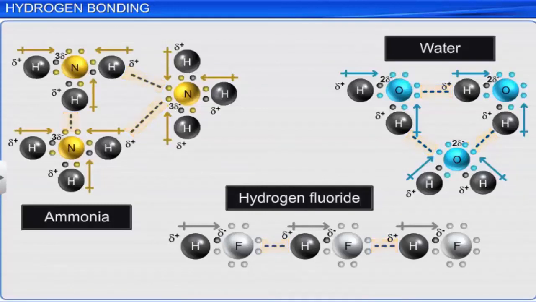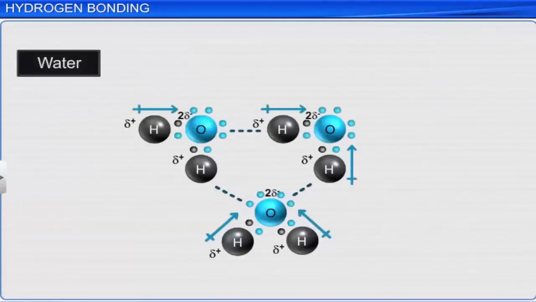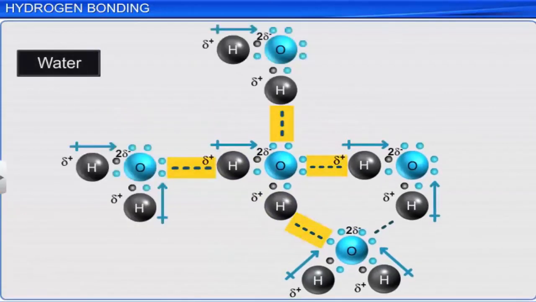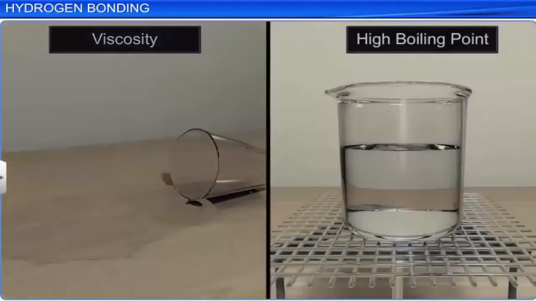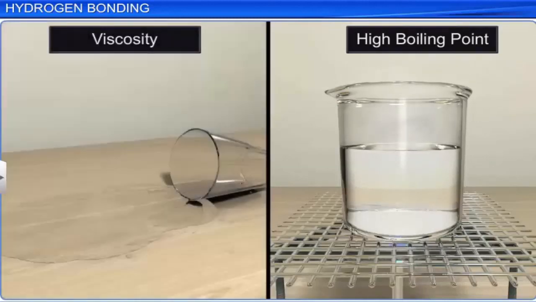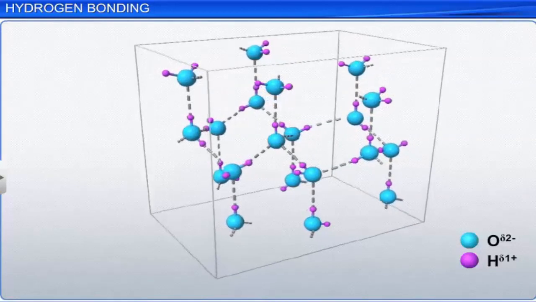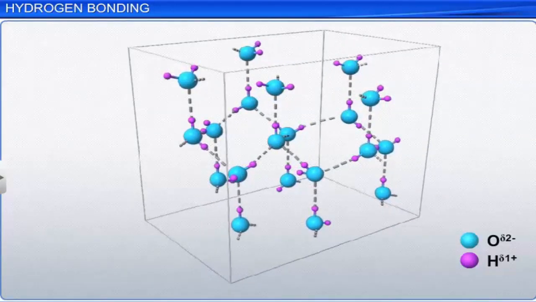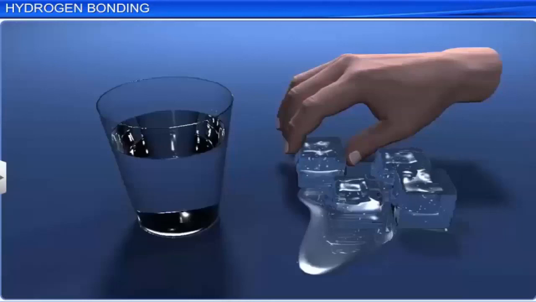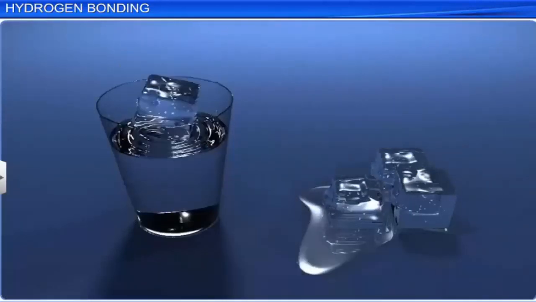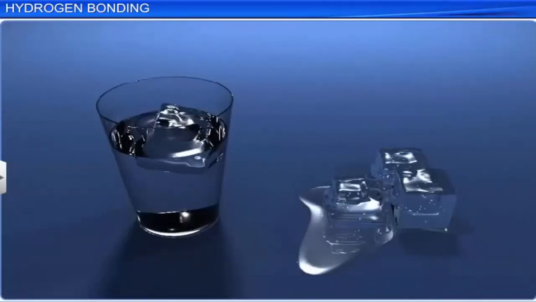The strength of hydrogen bonds varies based on the physical state of the compound. For example, in water, each molecule can form 4 hydrogen bonds, giving it viscosity and a high boiling point. In ice, the hydrogen bonds create an open, hexagonal lattice crystal structure, reducing the density of ice compared to water at the same temperature. This is why ice floats on water.